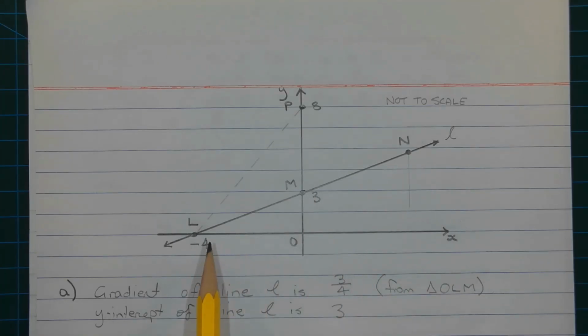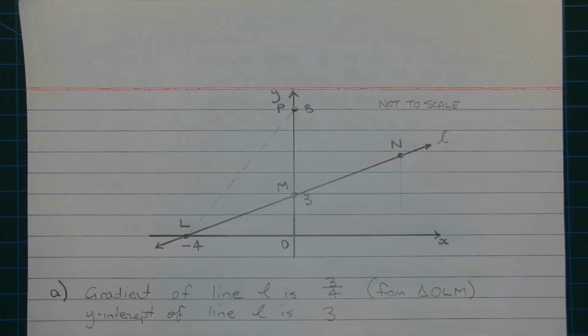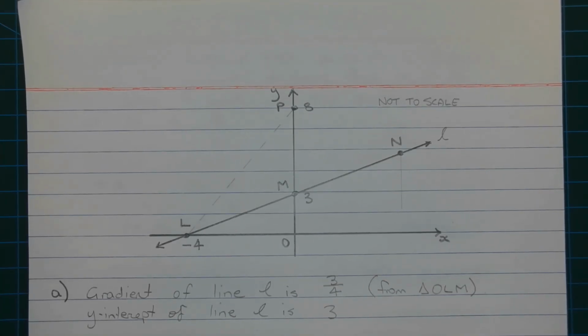So horizontally, the distance from L to M is 4 units. That's the difference between -4 and 0. Which means horizontally, the distance from M to N is also 4 units. Now the x-coordinate of point M is 0. Adding 4 to 0, we get 4, so the x-coordinate of point N is 4. Now in the vertical direction, the vertical distance from point L to point M is 3 units, which means the vertical distance from point M to point N is also 3 units. So adding 3 to 3, we get 6, so the y-coordinate of point N is 6.